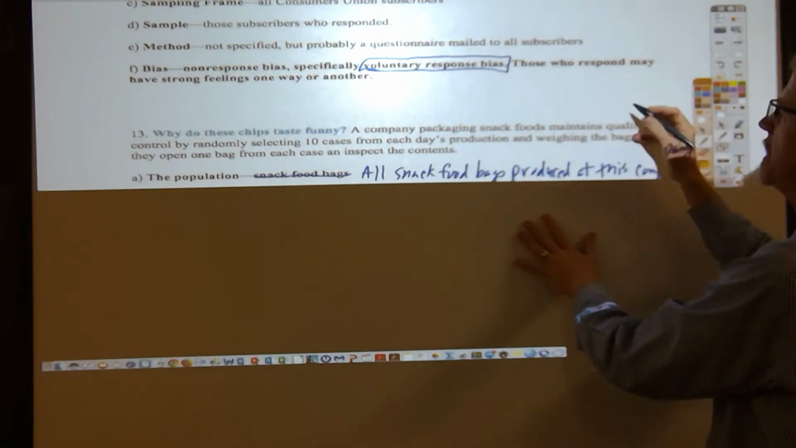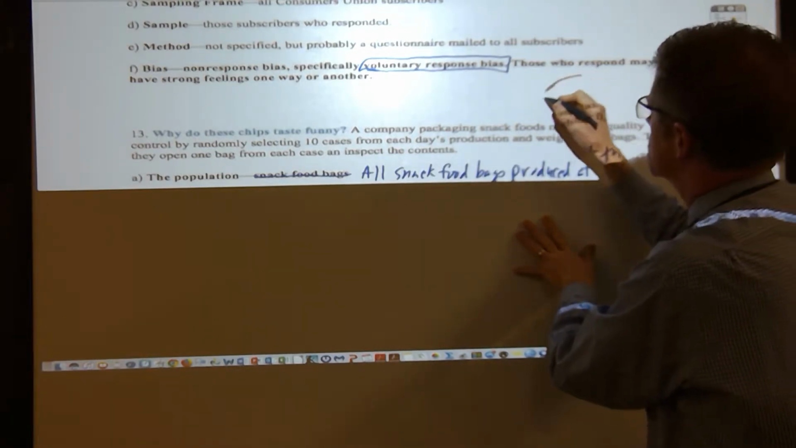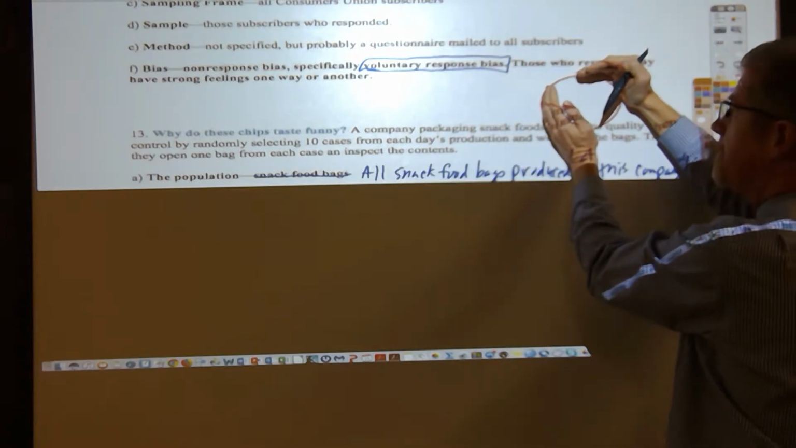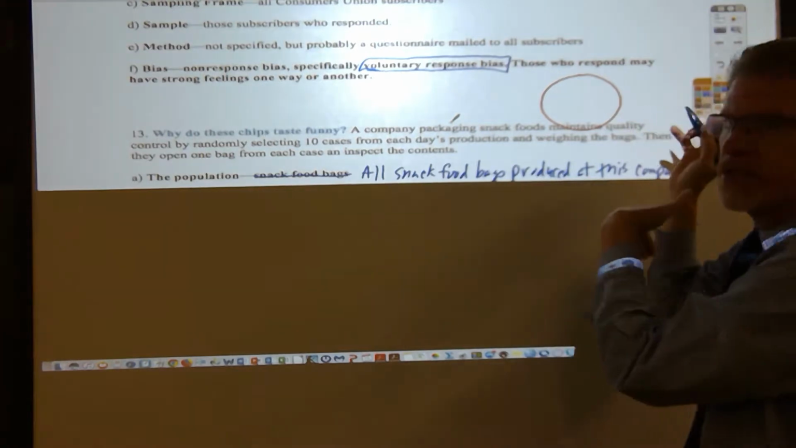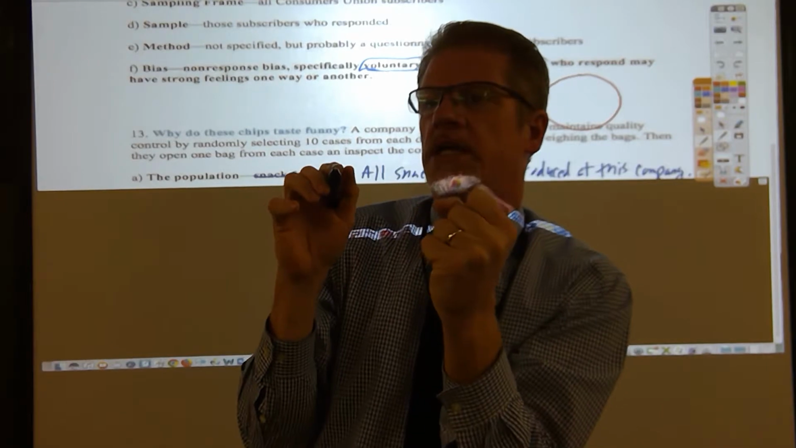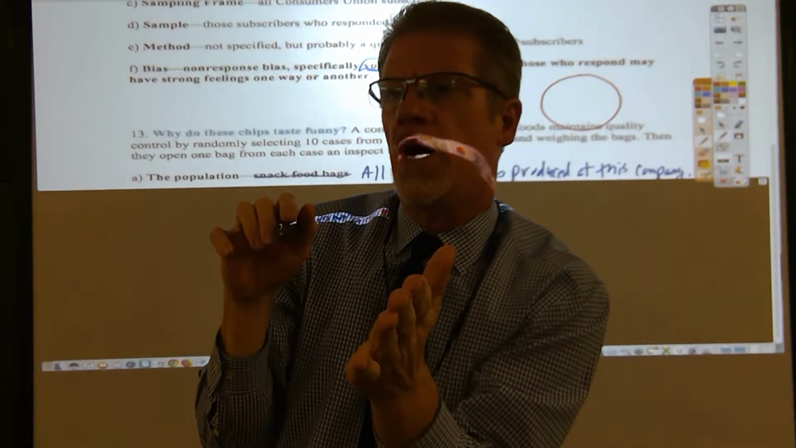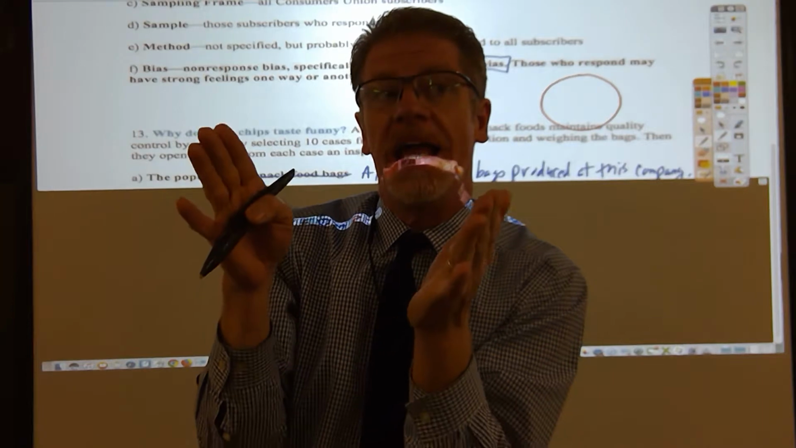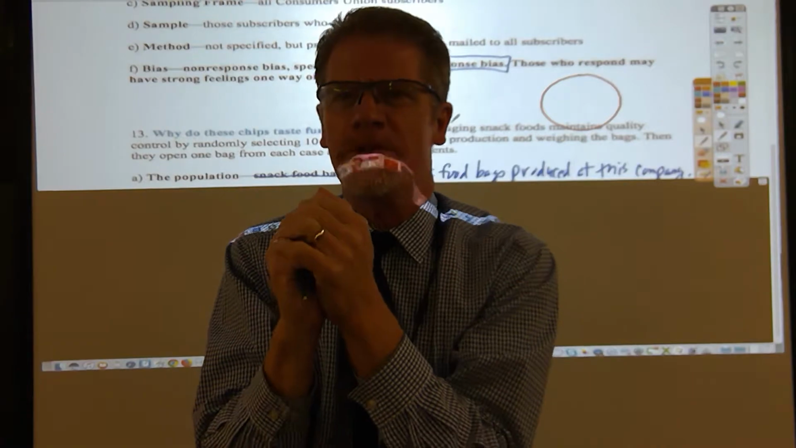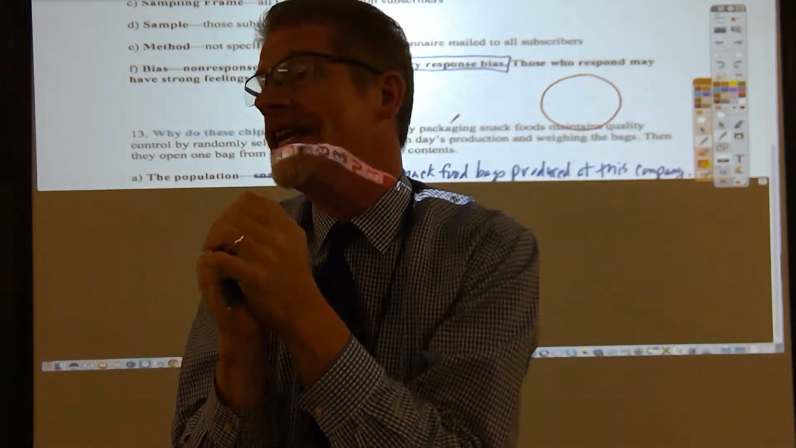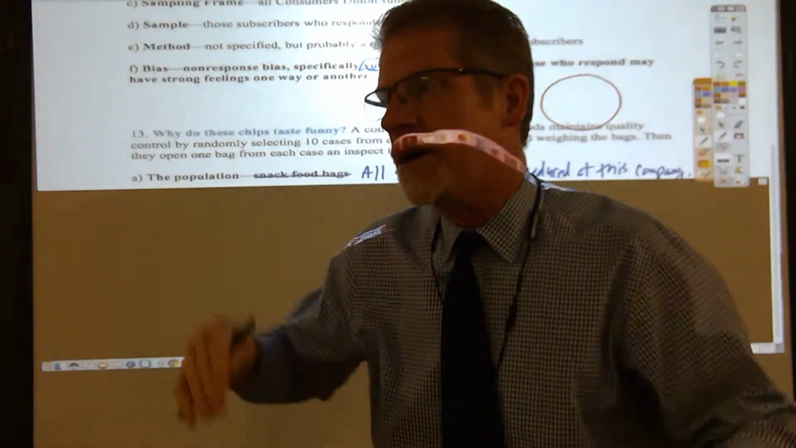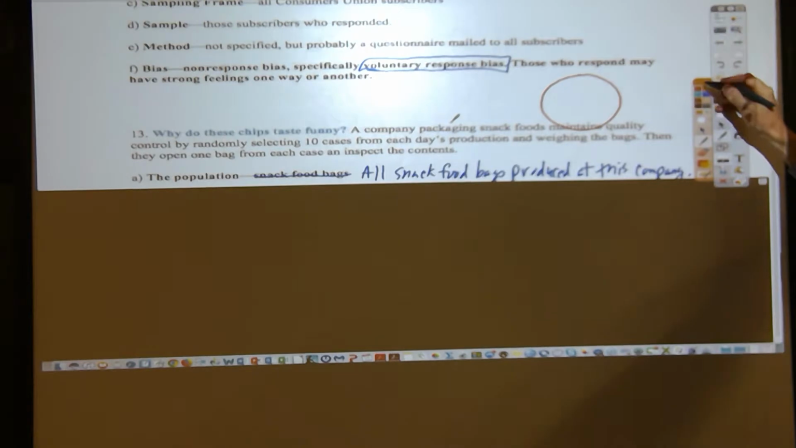I'm going to read carefully and ask myself, where would I draw the circle that represents the population? Is it just around the snack food bags produced by this company? Is it all snack food bags produced in the United States? All snack food bags produced between the years 1901 and 1910 AD? Or between 3 and 4 BC? Be specific so I know where to draw the circle that represents the population.